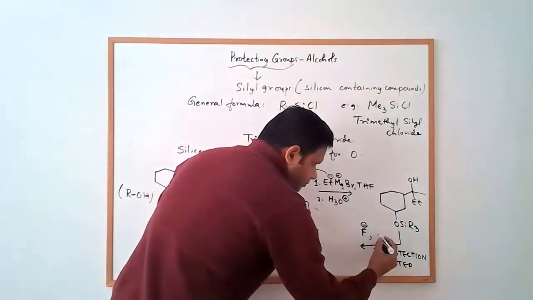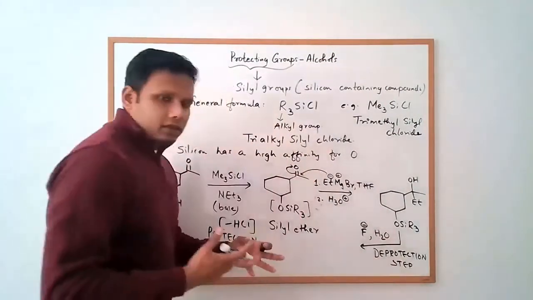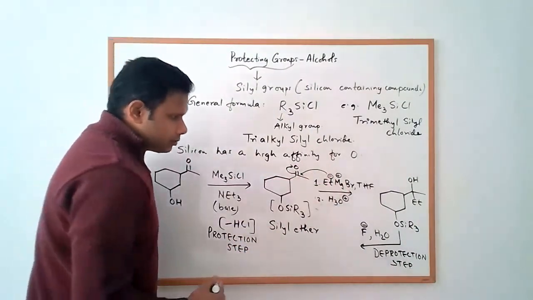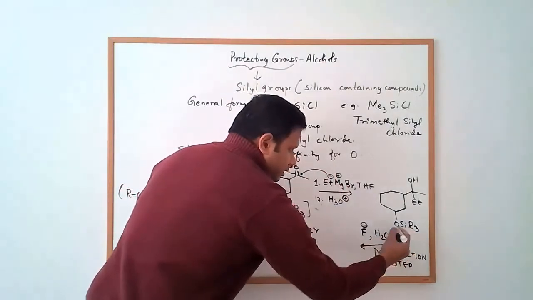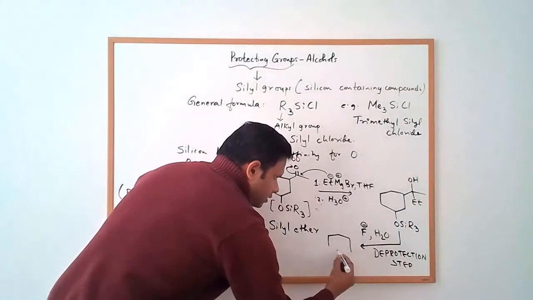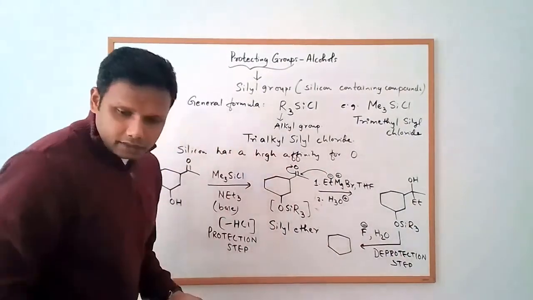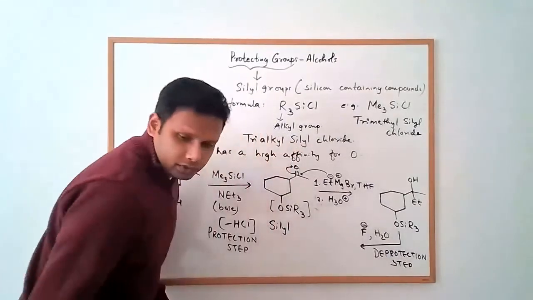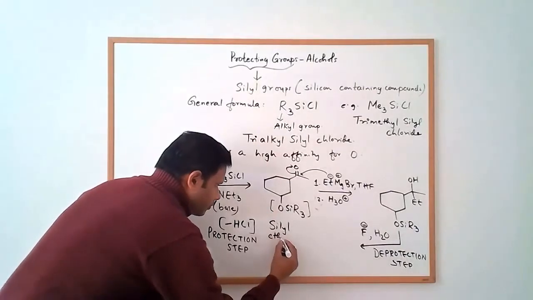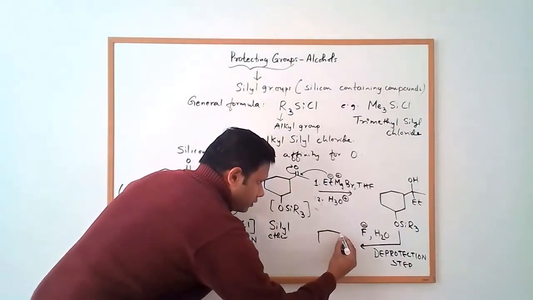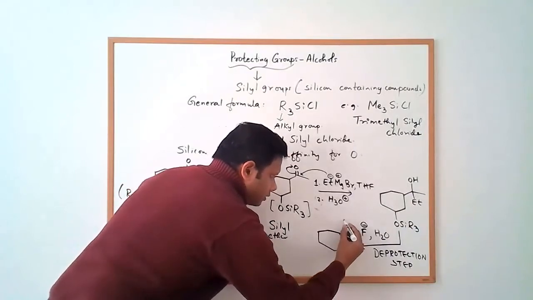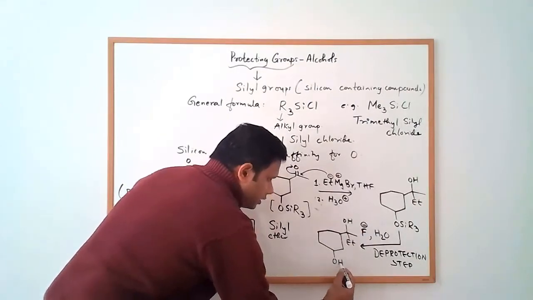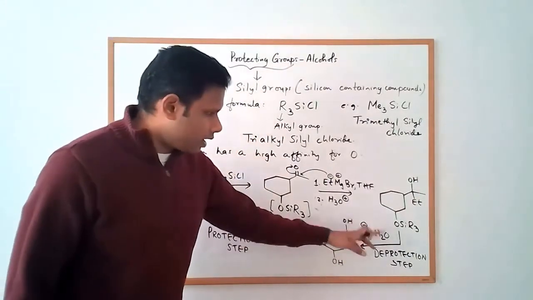You use that, and you could do it in an aqueous medium or in a mixed aqueous medium. You do that reaction, and what that does is it would cleave this silyl bond again, the silyl ether bond. That was our silyl ether, and when you cleave it, you will get the hydroxyl back. So you get your alcohol back.